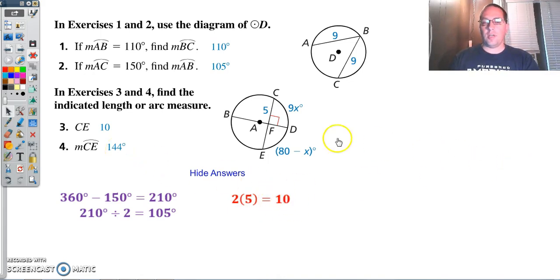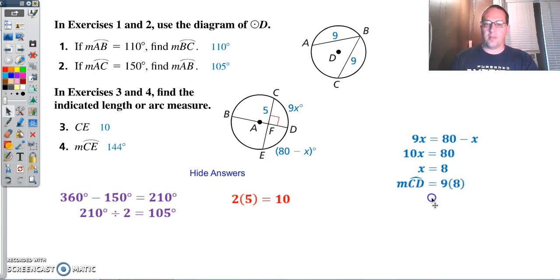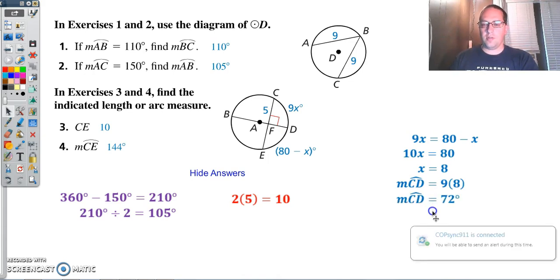Okay, number 4, a little bit more complicated, finding these arcs. The only reason that's more complicated is because they gave us expressions instead of numbers. So first, we know the arcs are congruent because this is a diameter and it's perpendicular to the chord that subtends the arc. So we set them equal to each other. Add the x, divide by 10, x is 8. Plug that back in to find the measure of arc CD. So the measure of CD is 72 degrees. And since the diameter is bisecting it, we can just double that to get the entire thing.